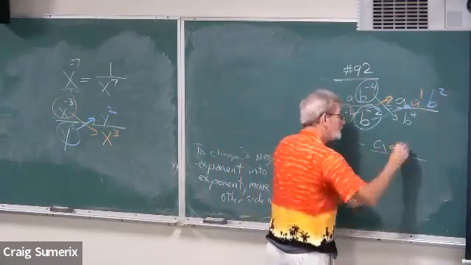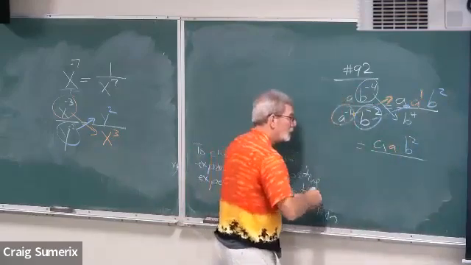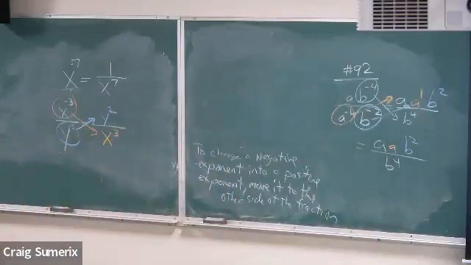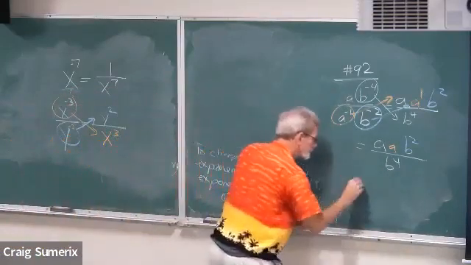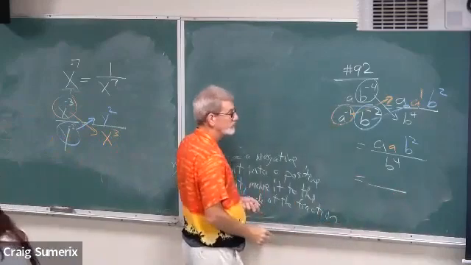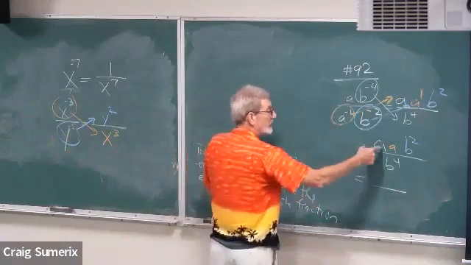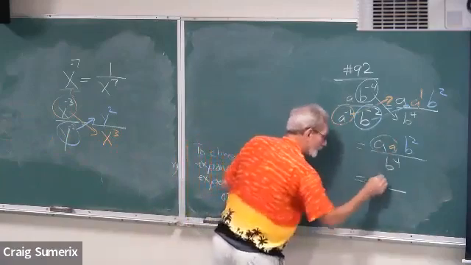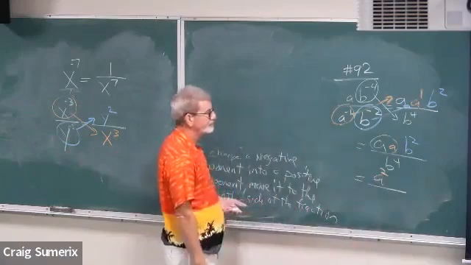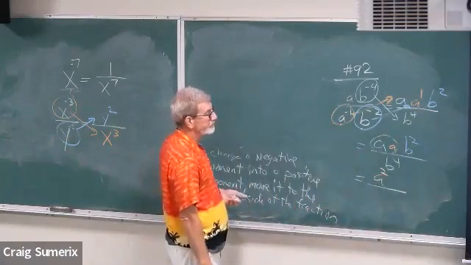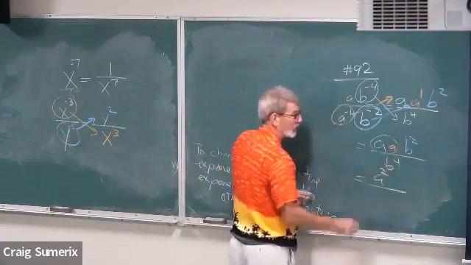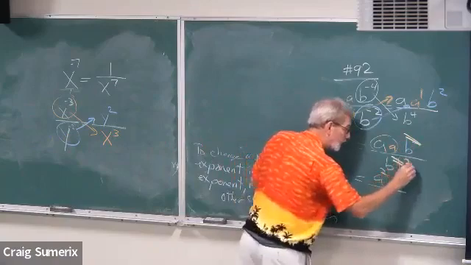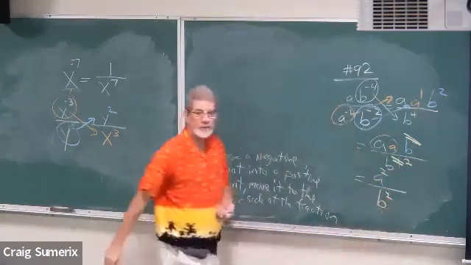A, B squared on the top, B to the 4th on the bottom. Can you clean that up? How many A's? Where are they at? Top or bottom? 2 A's on the top. What about your B's? I got 2 on the top and 4 on the bottom. So the 2 on the top cancel with 2 of them on the bottom, leaving you with 2 of them on the bottom.